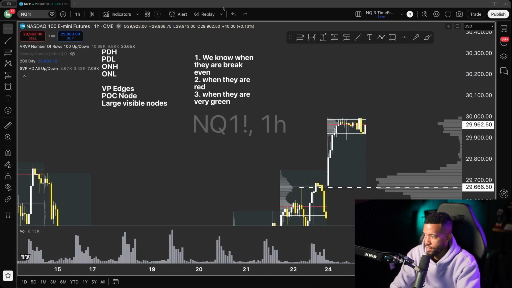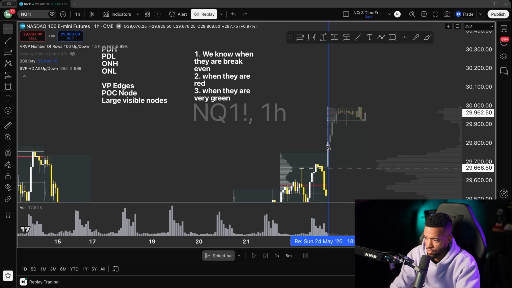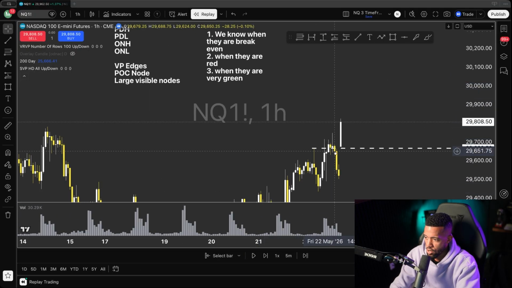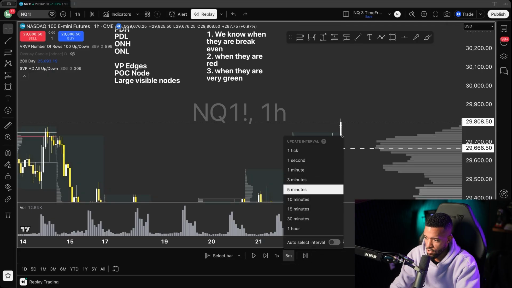Cool. So overnight, this is the trade that I took. Basically, we gapped up, which is pretty crazy. We gap up overnight here. We'll start with the gap up candle, so we'll start on the 5-minute chart.